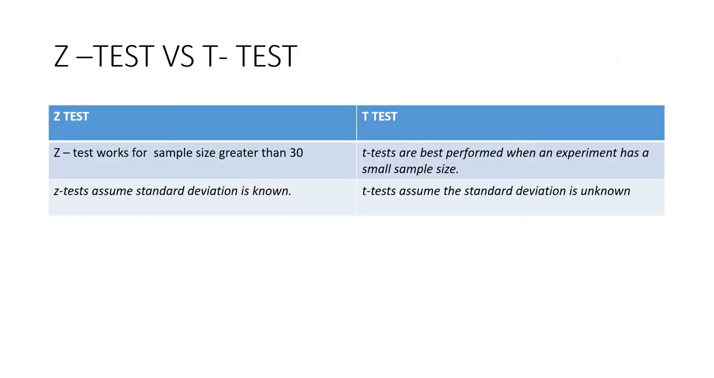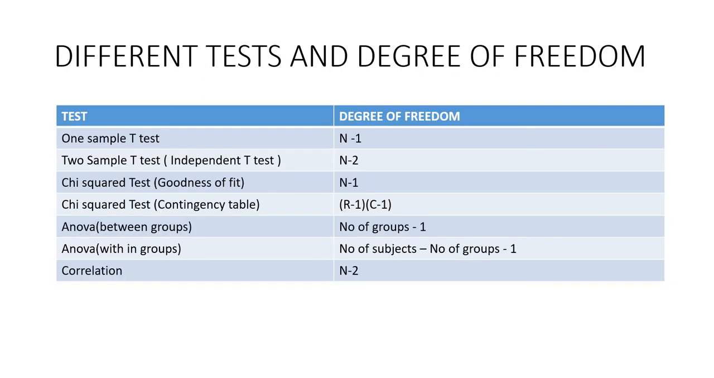So this is the difference between the z-test and t-test. The z-test works for sample size greater than 30. T-tests are best performed when an experiment has a small sample size. So the z-test is for larger sample size and the t-test is for small sample size. The z-test assumes the standard deviation is known. The t-test assumes that the standard deviation is unknown. This is the difference. These are different tests, and the degree of freedom is given.